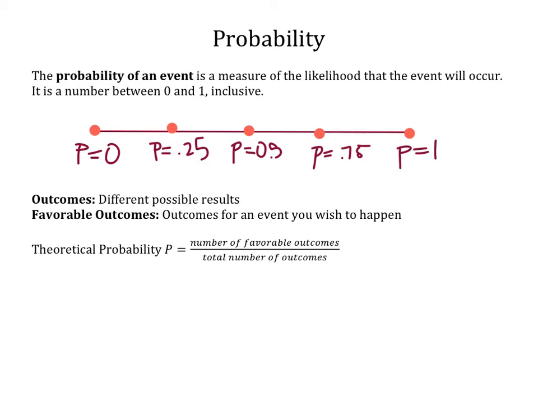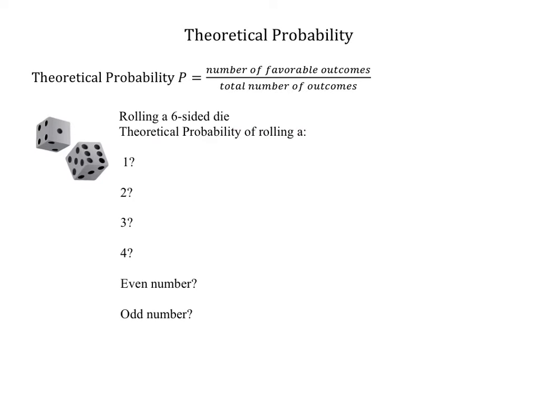Different outcomes are the possible results. Favorable outcomes are outcomes for an event you wish to happen, or whatever you're looking for the probability of. And that's how we'll find the theoretical probability: the number of favorable outcomes over the total number of outcomes. Let's move on now to an example of this. Again, theoretical probability is the number of favorable over the total number of outcomes.